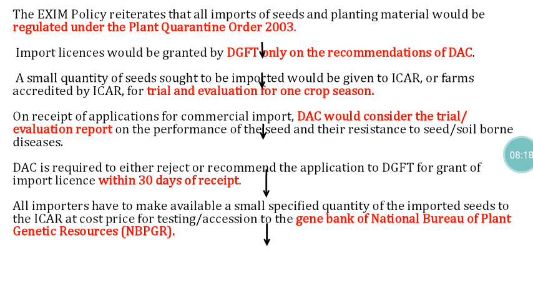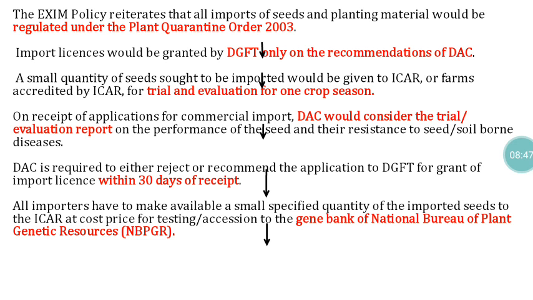So mainly we are insisting on the Plant Quarantine Order 2003 with reference to import of seeds and planting material. The main purpose is that we need quality planting material. At the same time, by way of importing quality planting material, we should not introduce any exotic pests and diseases. That is also very important. So for that purpose only, for import related issues, we are going to strictly follow the Plant Quarantine Order 2003.